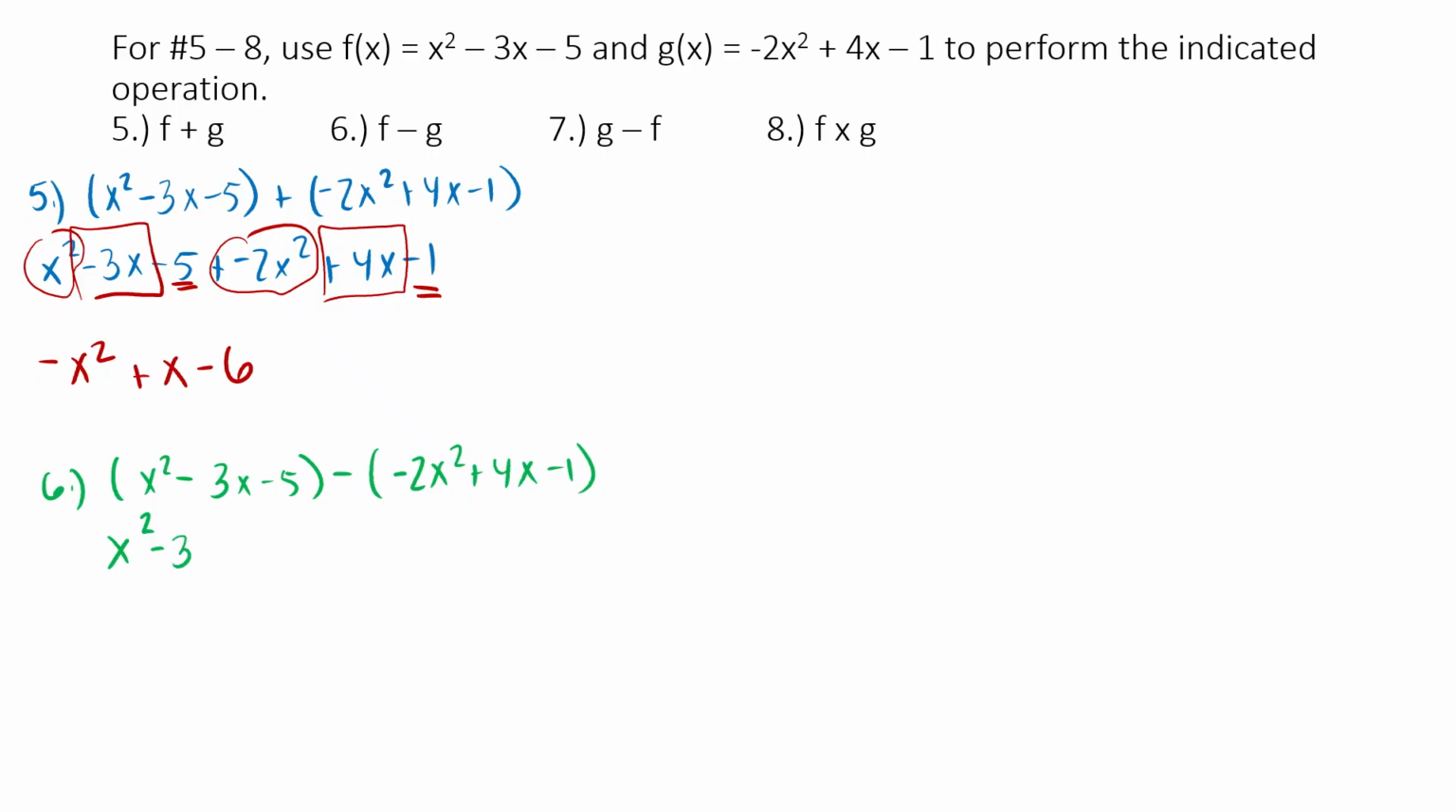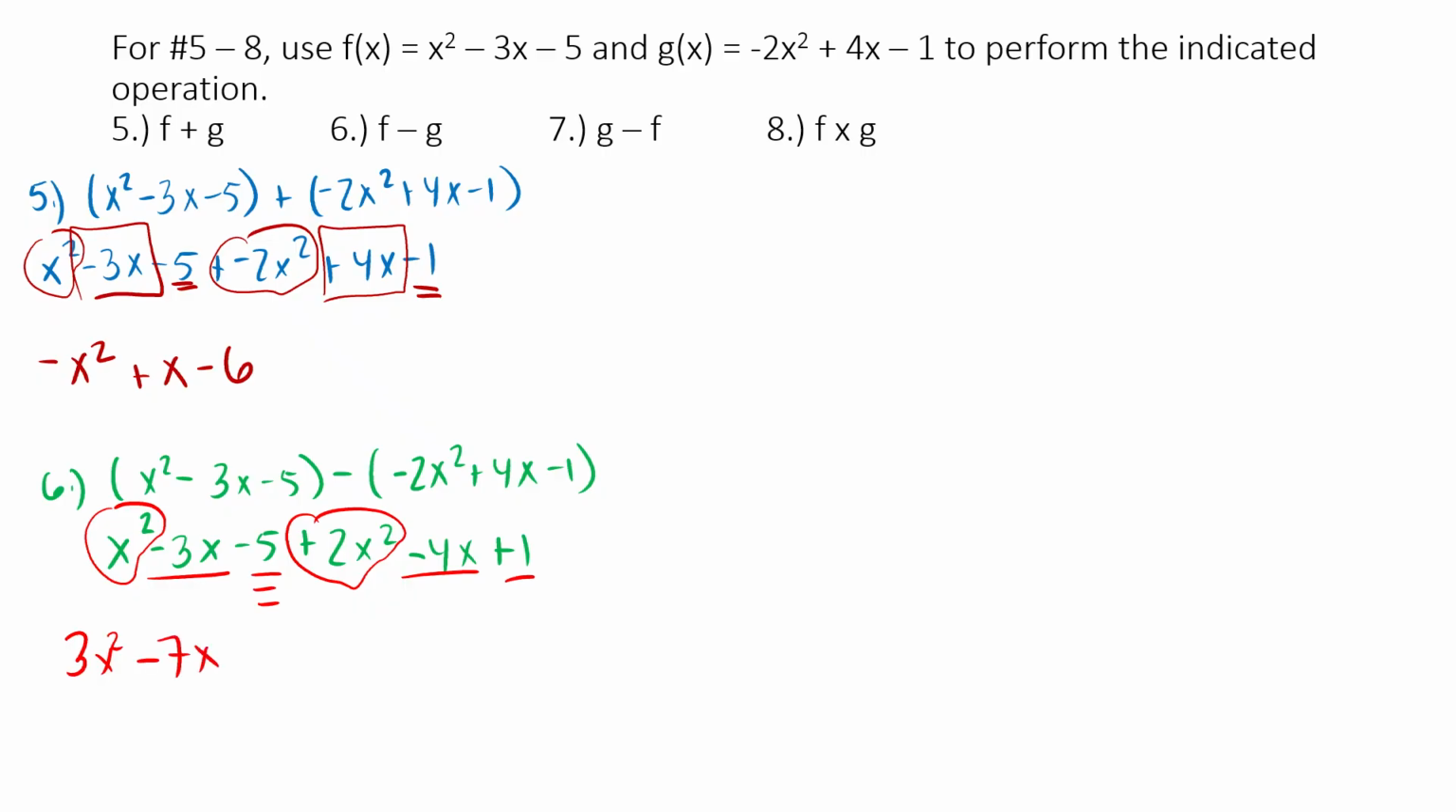And so we have x squared minus 3x minus 5. Now, to subtract a negative would mean to add. So we'll have plus 2x squared minus 4x plus 1. So we're flipping that sign there. x squared plus 2x squared is 3x squared. Negative 3x minus 4x is negative 7x. And negative 5 plus 1 is negative 4.